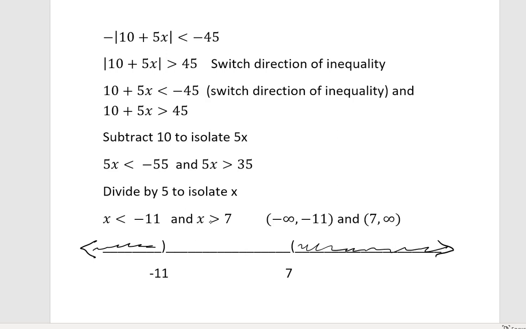It has been sorted out, so I've got my negative infinity up to, but not including, negative 11. And here I have the lower bound, which is going to be my 7, and it goes all the way up to positive infinity, which again is a concept. It didn't include the 7. So here's how we wind up having this look like what it is. All right, so I'm going to move this forward.